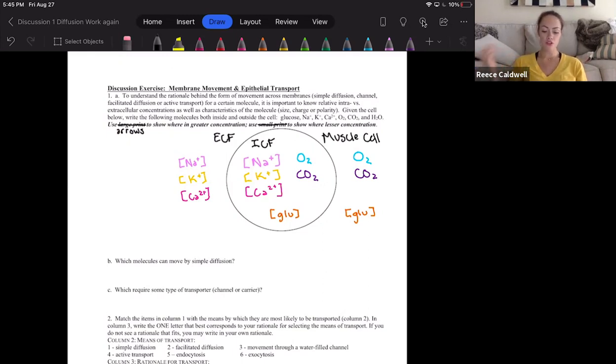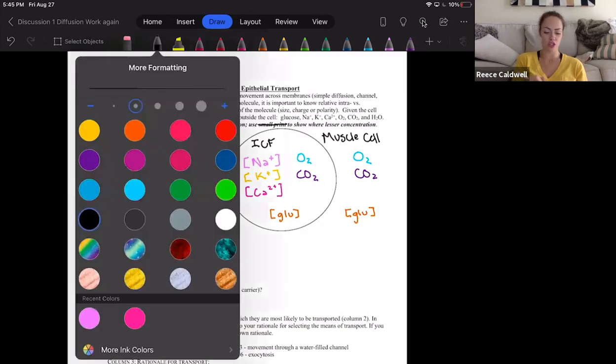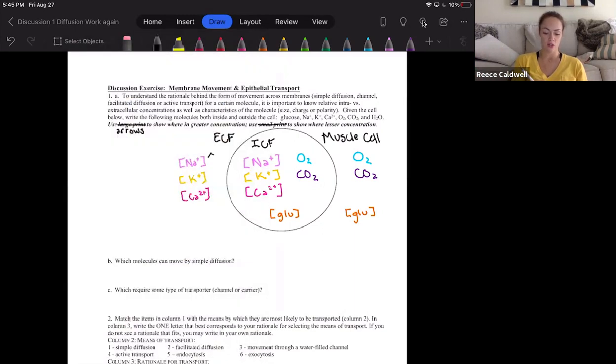So sodium will always be in higher concentrations outside of the cell and lower concentrations inside of the cell. So sodium is always going to be higher outside and lower inside. Sodium and potassium are going to be inverse of each other. So they're always going to be opposite, meaning that potassium will be lower outside of the cell and higher inside of the cell. Now, calcium is just like sodium by being lower inside of the cell and higher outside.